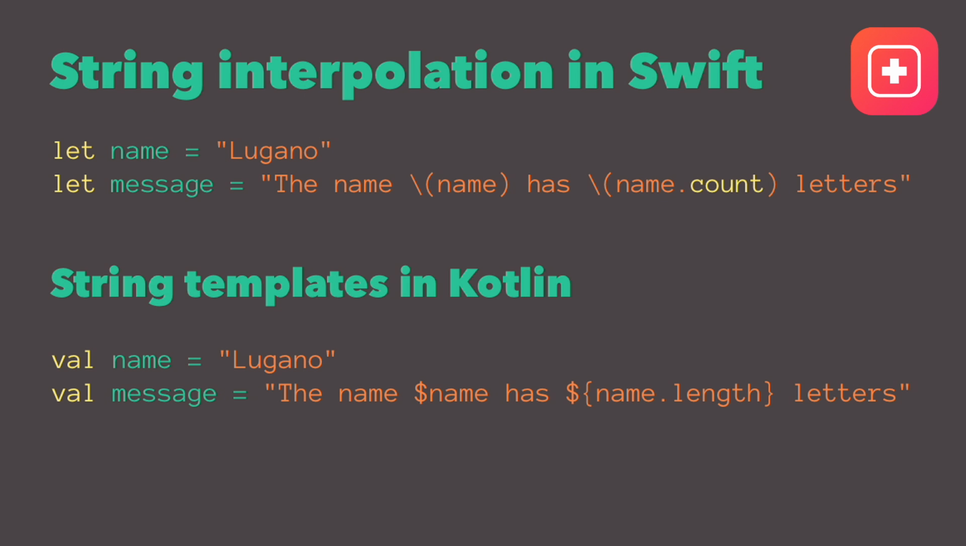String interpolation. So here we'll define a constant called name, Lugano, and then the name Lugano has 6 letters, for example. So in Swift, you would use backslash parentheses for all your expressions, like name or name.count. But for string templates in Kotlin, if you have the same string, the name Lugano has 6 letters. As you can see, when you have a simple expression like name, you just use the $. But when you have a more complex expression, then you use $ and curly braces. So it's a bit easier in Kotlin when you have a simple expression like a variable.